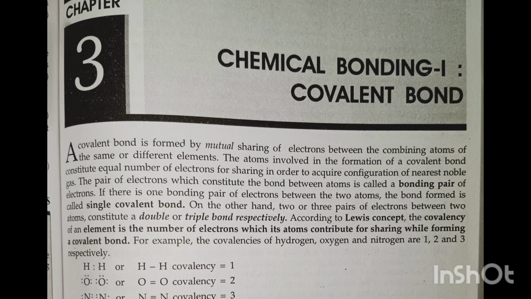If there is one bonding pair of electrons between the two atoms, the bond formed is called a single covalent bond. On the other hand, two or three pairs of electrons between two atoms constitute a double or triple bond respectively. According to Lewis' concept, the covalency of an element is the number of electrons which its atom contributes for sharing while forming a covalent bond.